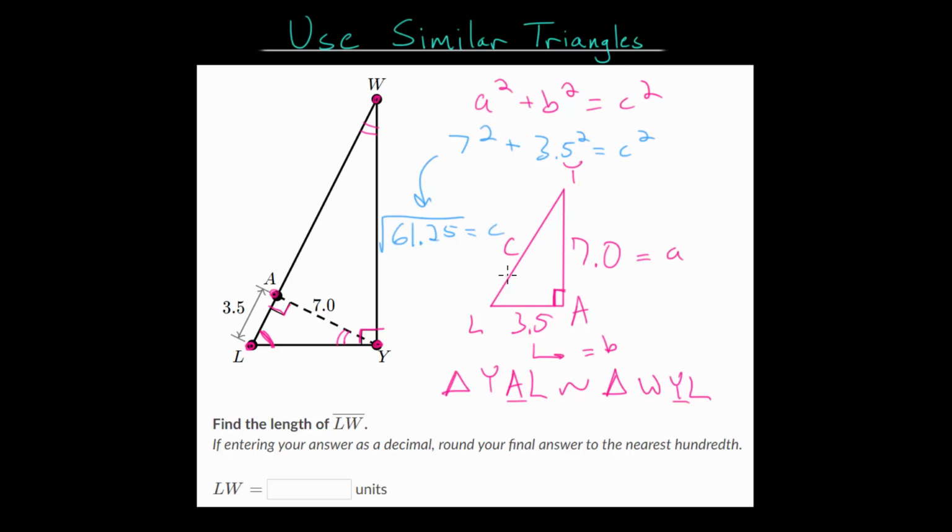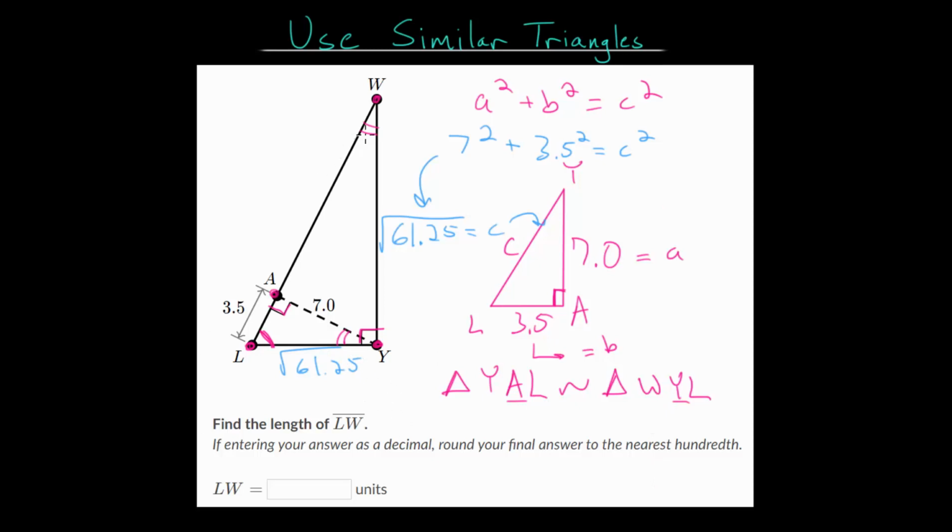So it's probably going to be best to save rounding towards the end, since if you round along the way, then your final answer is going to be off by a little bit more than you want. Essentially, the more times you round something, the further away your final answer gets from the true value. So let's save all of our rounding towards the end. But this side right here, which is really LY in the bigger triangle, this is the square root of 61.25.